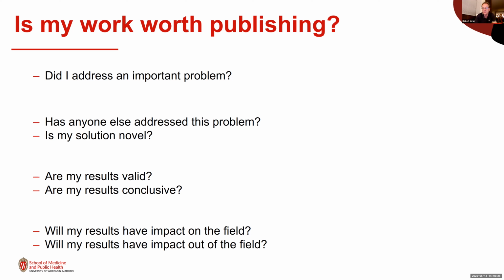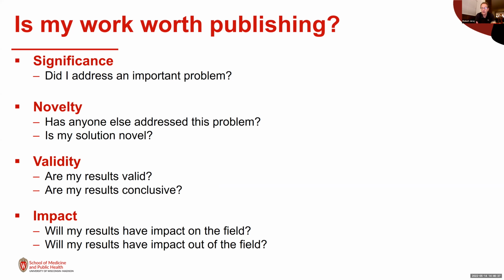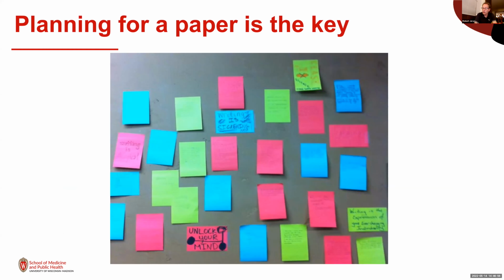to submit for publishing. Well, this essentially falls into four categories. They're usually or always judged in the review process as well. These are significance, novelty, validity, and impact. So all of the journals and reviewers look at these categories. So it's important, even before you start writing, to address this and then explicitly state that in the paper as well. So planning for a paper is very important.